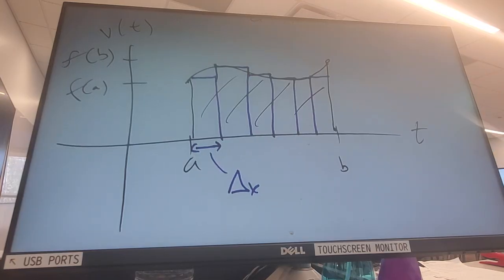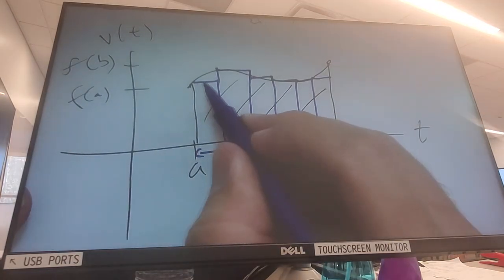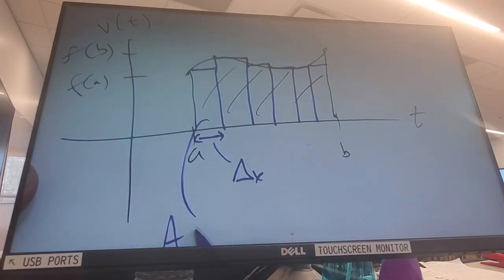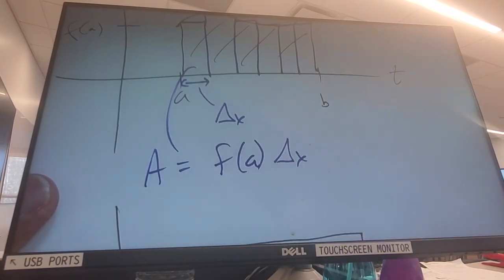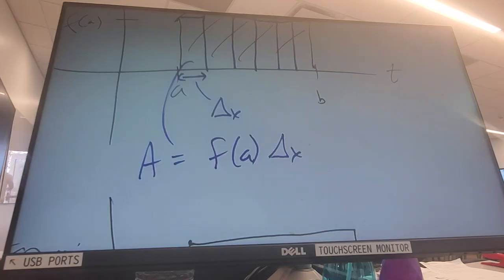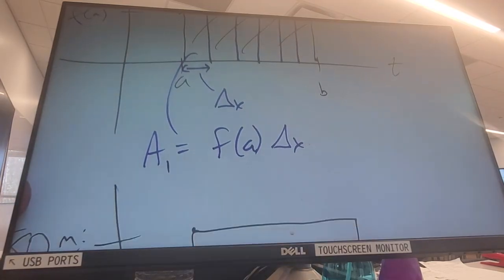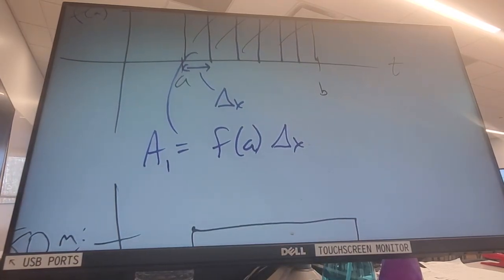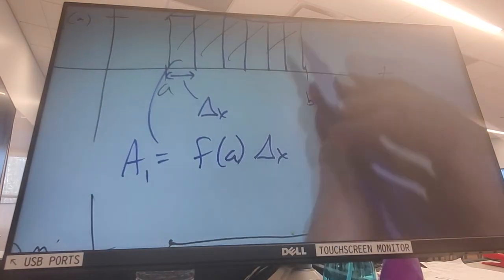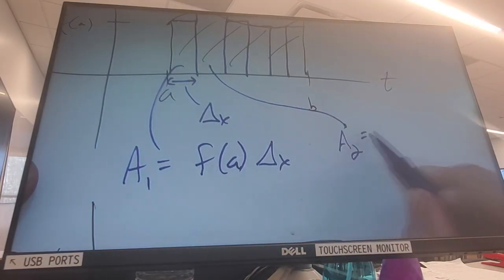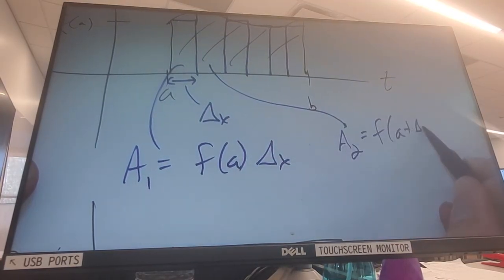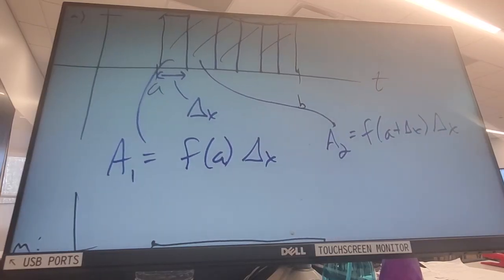How tall is that first rectangle? So the area of the first rectangle would be f of a times delta x. Yes? We'll say that's a1. Area of the second rectangle, let's see if you guys are cool with this. Area of the second rectangle would be f of a plus delta x times delta x. Does everybody see that?